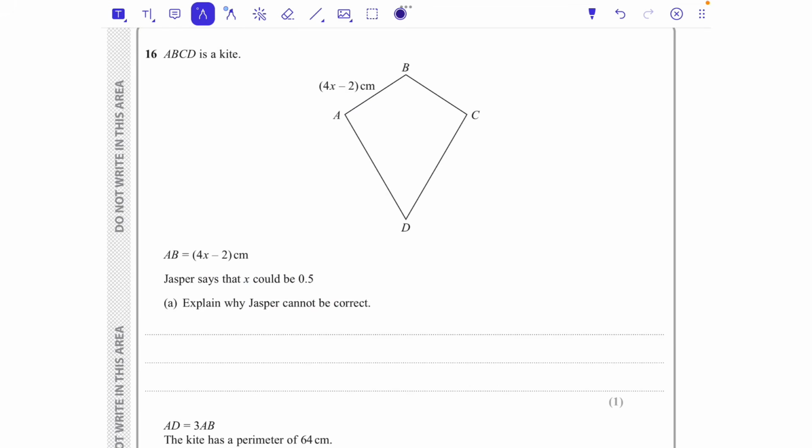Okay, question number 16. ABCD is a kite, and we've got AB here labelled as 4x minus 2 centimetres. Jasper says that x could be 0.5. Explain why Jasper cannot be correct.